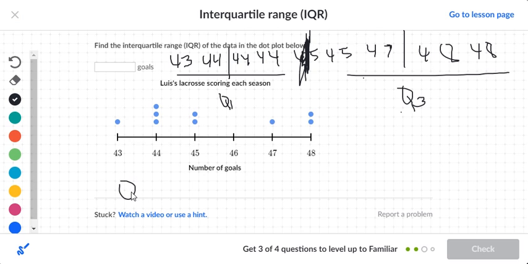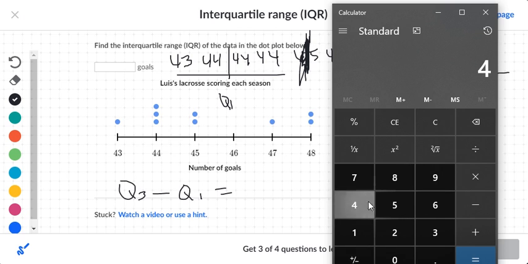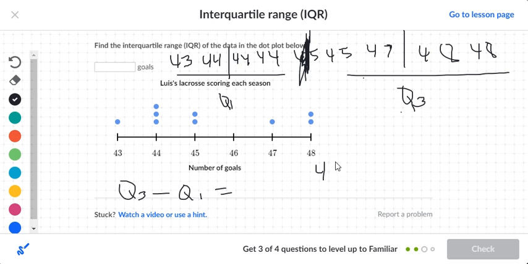Remember, you're going to take the value of quartile 3, subtract the value of quartile 1. So quartile 3 is between 47 and 48. So let's clear this. 47 plus 48, divide this by 2. And that's 47.5. Now, quartile 1 is going to be between 44 and 44. Well, it's the same number on both sides. It's going to be 44. If I was to add this up, I would get 88. 88 divided by 2 is still 44.